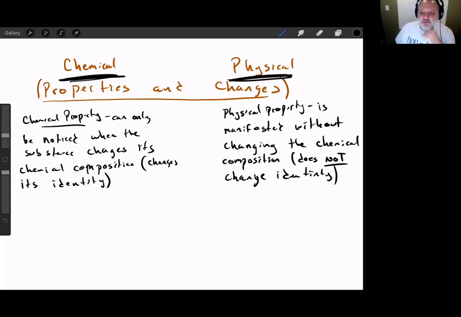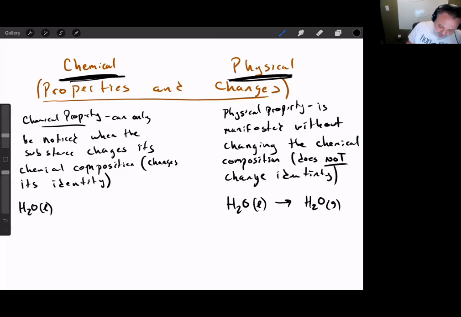Okay. So if I take water liquid and I turn it into water gas, exactly, Nor, that's a good example, and we'll go through some examples here in a second. This is an example of a physical change. But if I take water liquid and I break it up into hydrogen gas plus oxygen gas, then that's a chemical change.